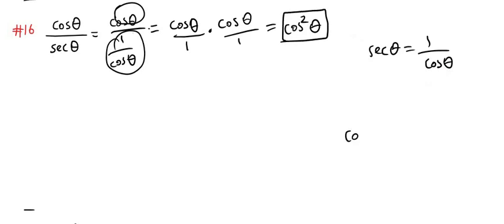Be careful that cosine squared theta is written this way. This is not equal to cosine theta squared. Here, first you square the angle and then take the cosine of that angle. Here you take the value of theta and then square the value. So they are not equal.